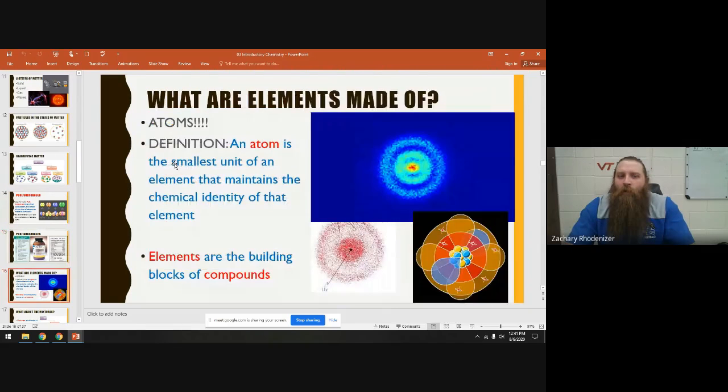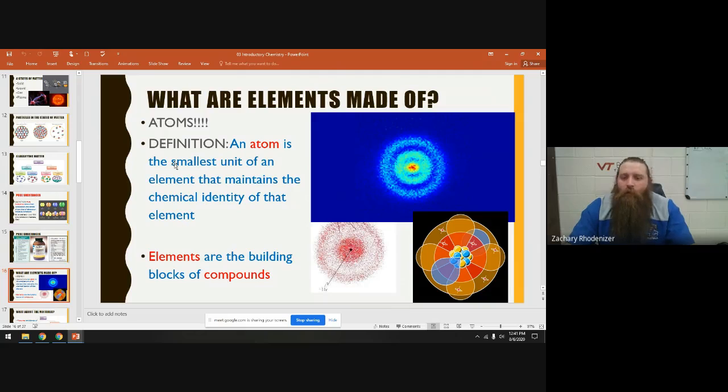So elements are made of atoms. We're going to spend a lot of time this year talking about atoms, because an atom is the smallest unit of an element that still acts like that element. It still keeps its identity. Kind of similar to last year in biology when you learned that cells were the smallest components of living things, atoms are the smallest components of elements.